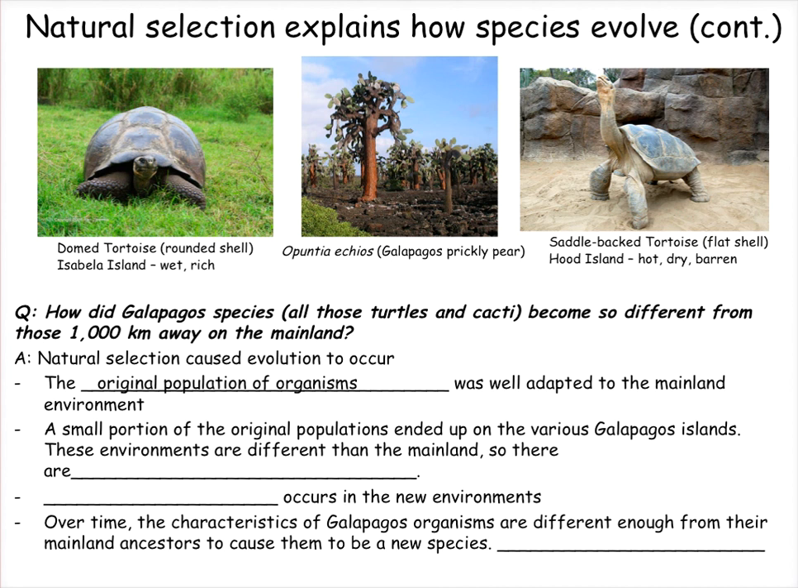And so what I've already discussed is that the environments on these islands are different from the mainland. So there are now going to be new environmental pressures that are different from the environmental pressures under which the organisms first evolved. With these new environmental pressures, natural selection will occur in the new environments. And over time, the characteristics of the Galapagos organisms will become different enough from their mainland ancestors to cause them to be whole new species. At this point, we say that evolution has occurred.